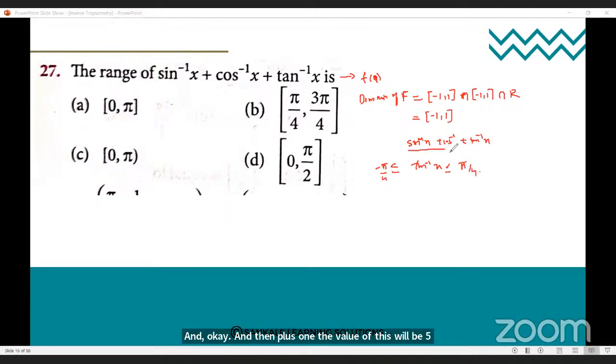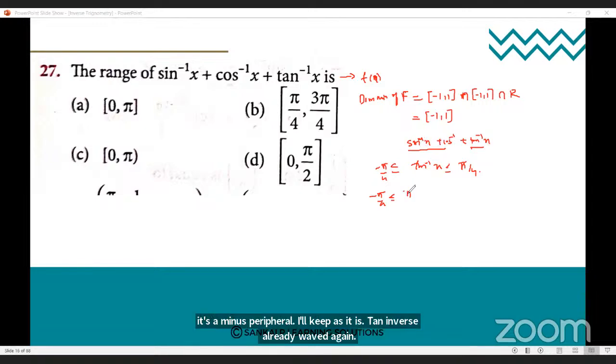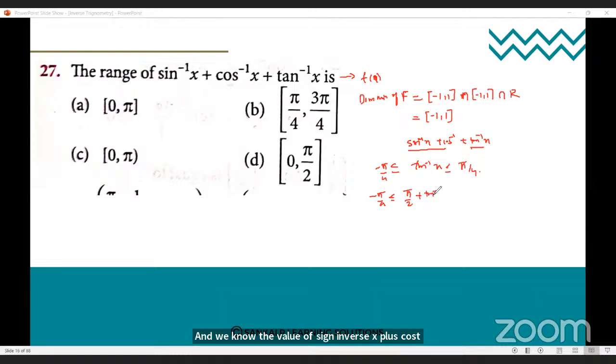Okay, but we want this particular function. So minus pi by 4 I'll keep as it is. Tan inverse already we have taken, and we know the value of sine inverse x plus cos inverse x is pi by 2. So pi by 2 plus tan inverse x will be less than or equal to pi by 4. When we try to simplify this and obtain the value, we need to add pi by 2 to the LHS, and we also need to add pi by 2 to the RHS.